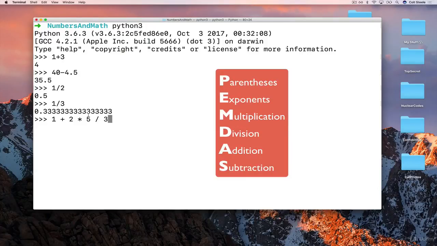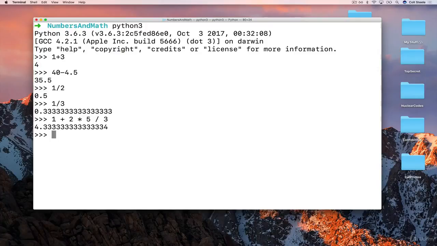So first would be this multiplication and then this division. So we would get 10 divided by 3 plus 1. So that's 3.333 plus 1. So we get 4.3. But we could also do, with just a couple parentheses, completely alter how this works. So now we do the 1 plus 2 first. So we get 3 times 5 is going to be 15 divided by 3. And the answer this time is 5.0.